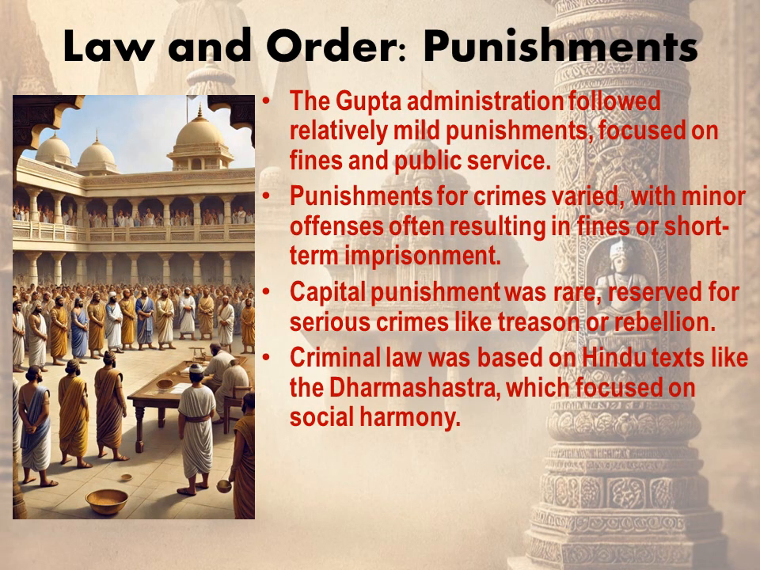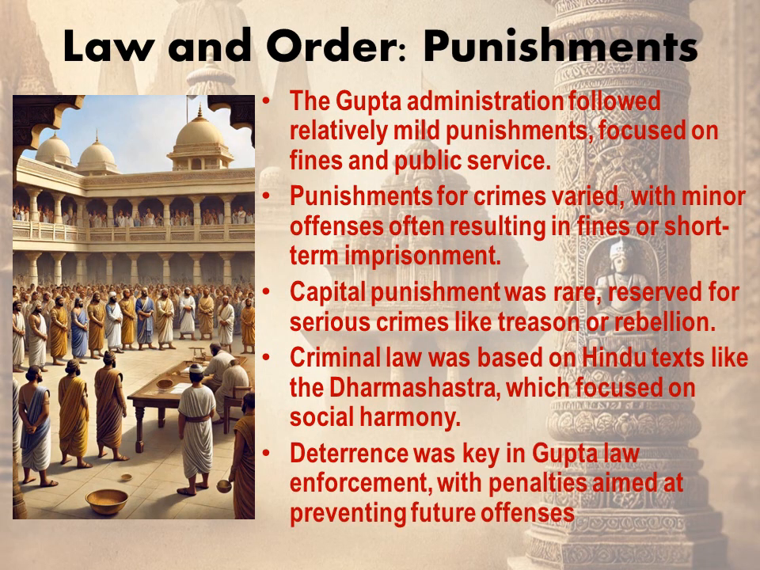Criminal law was based on Hindu texts like the Dharma Shastra, which focused on social harmony. Deterrence was key in Gupta law enforcement, with penalties aimed at preventing future offenses.